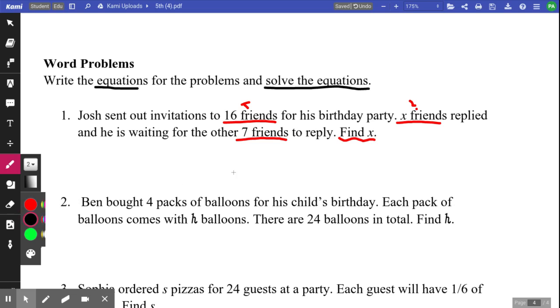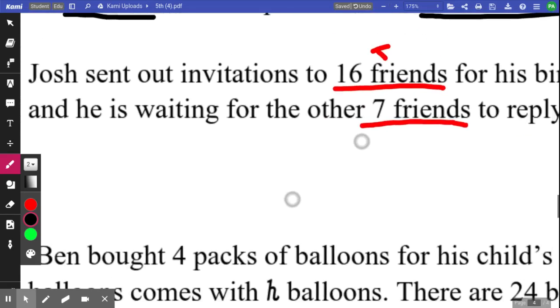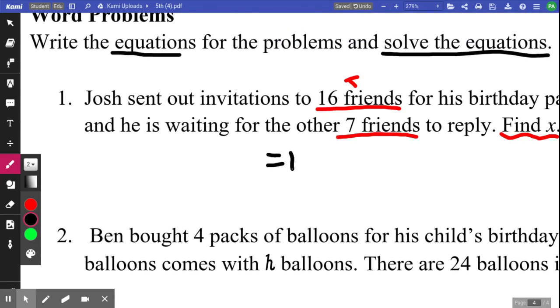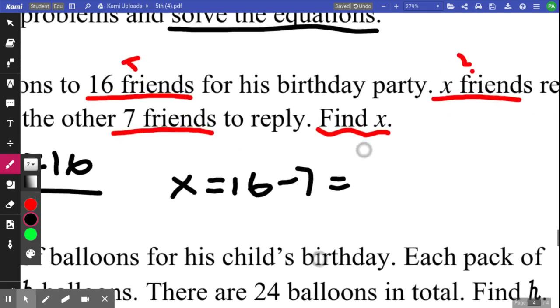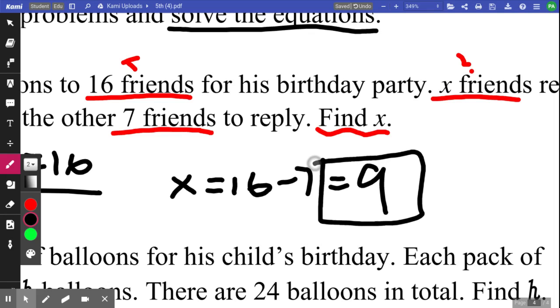So when you have a total, the most likely thing you want to do is write the total out like this. And we have X friends, and we need to find a total, and total is normally addition. In this case, it is division. So we need to do plus 7. That is your equation. Now we're going to find X. How? We're going to isolate X by subtracting 7 from the other side. What's 16 minus 7? It becomes 9. And the answer would be 9 friends have replied to Josh.